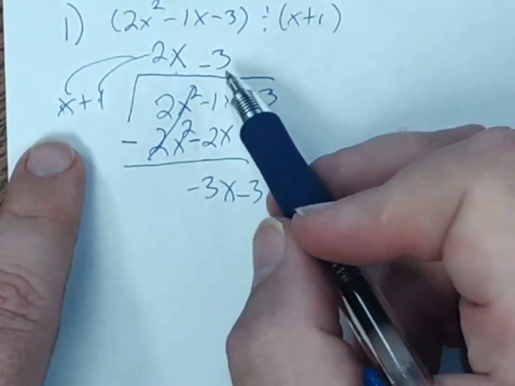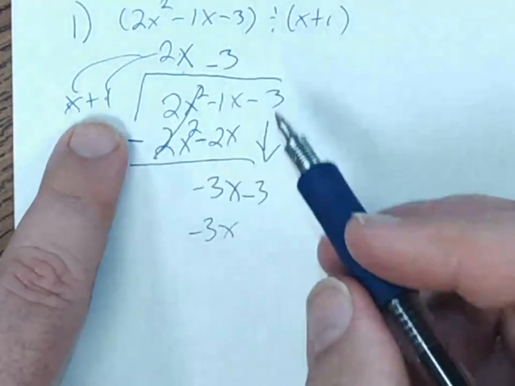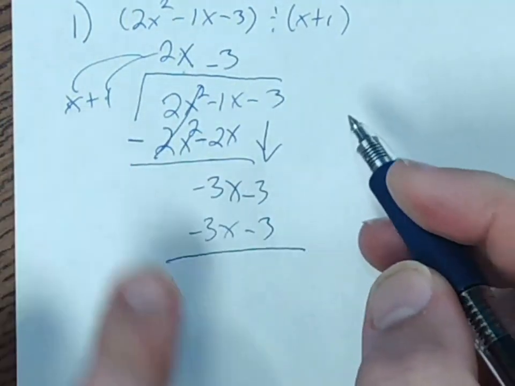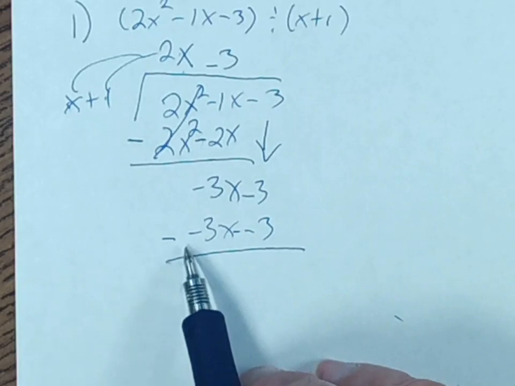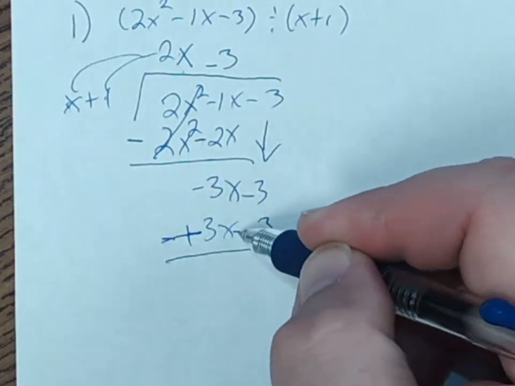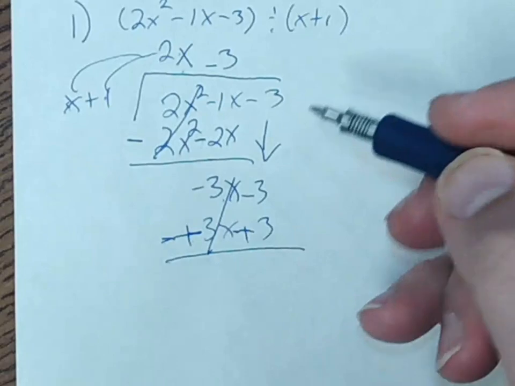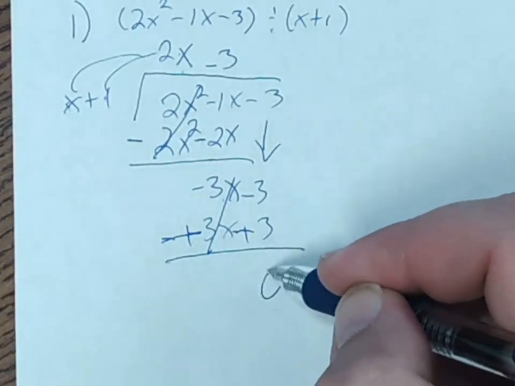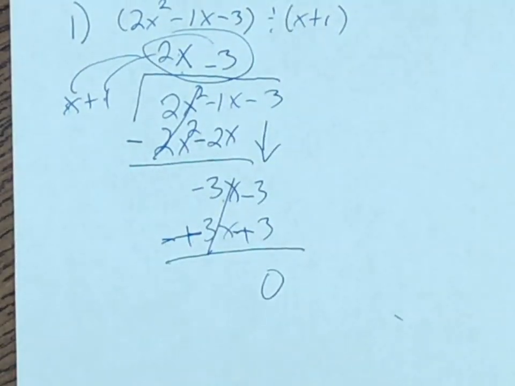Step 2, we multiply. Negative 3 times x is negative 3x. Negative 3 times 1 is negative 3. And I will subtract both of these. Please note I have 2 negatives. 2 negatives make a positive. And that works out because negative 3x plus 3x is 0. That's what I want. And negative 3 plus 3 is 0. So I'm done. Pretty nice, let me tell you.